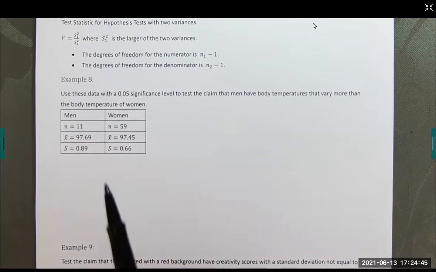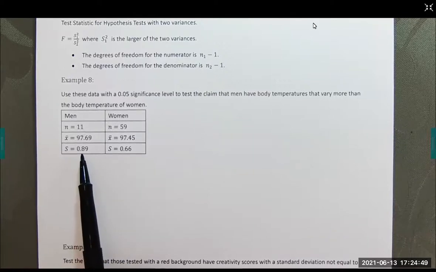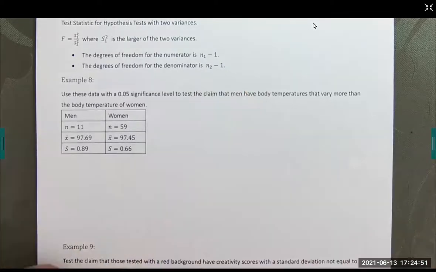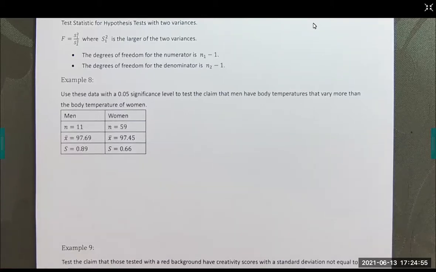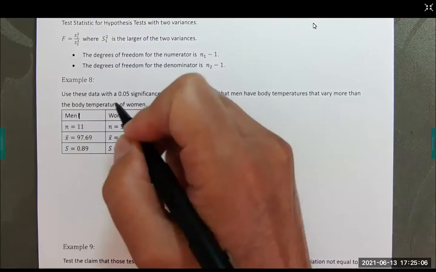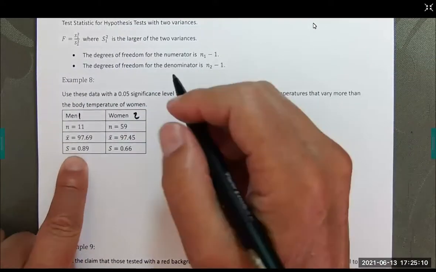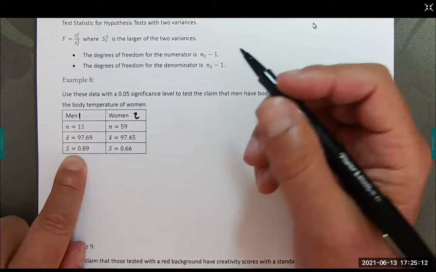And before we get started, the larger of the two variances is right here. So it says use these data with a 0.05 significance level to test the claim that men have body temperatures that vary, variance, more than the body temperature of women. And so this is going to be my 1, and this is going to be my 2, because it has the larger variance, standard deviation, but we'll turn it into a variance here.